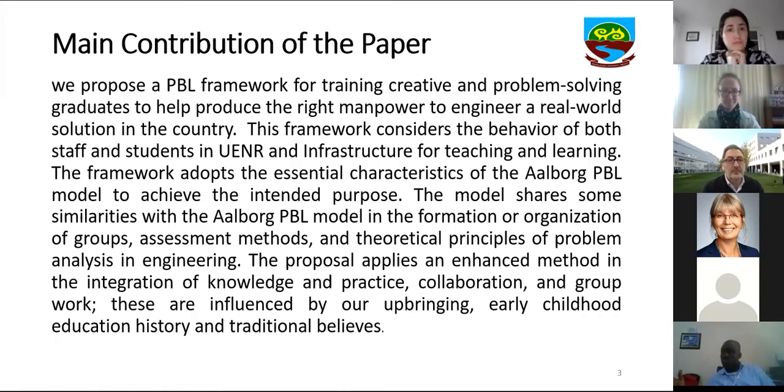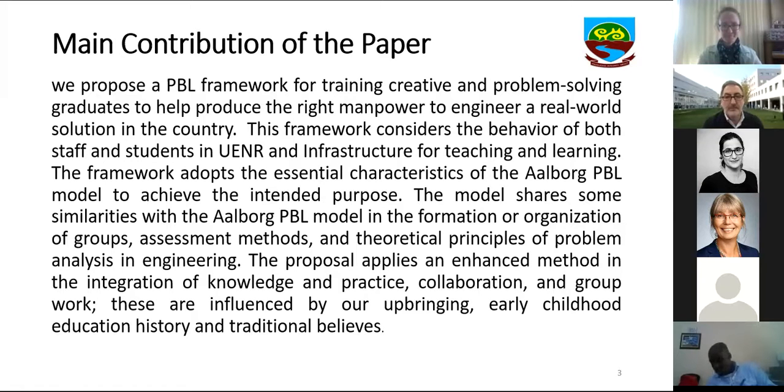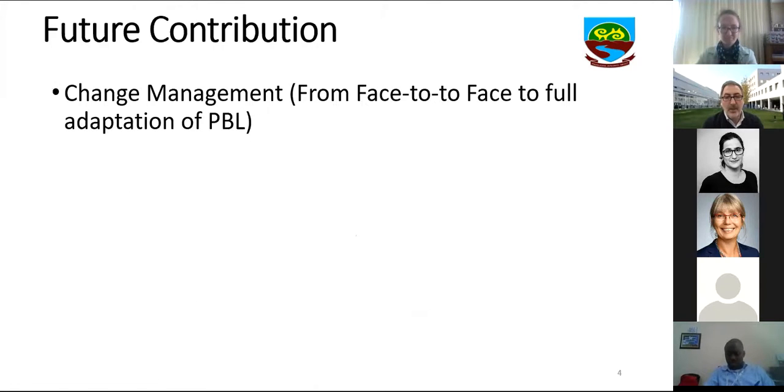And the intended purpose is to make students move from the teacher-centered learning to the student-centered learning. This proposal would be applied to make students gain much higher cognitive knowledge in teaching and learning. So that is the main contribution. Future directions, we are looking at change management, how we would help the entire university to move from the traditional face-to-face to fully adapting the PBL model.